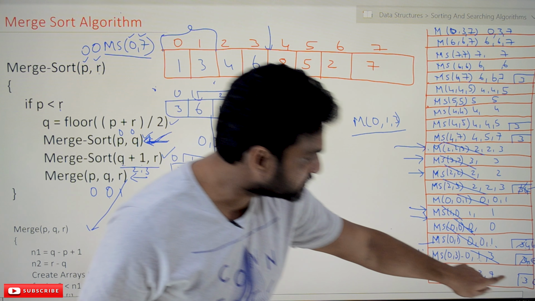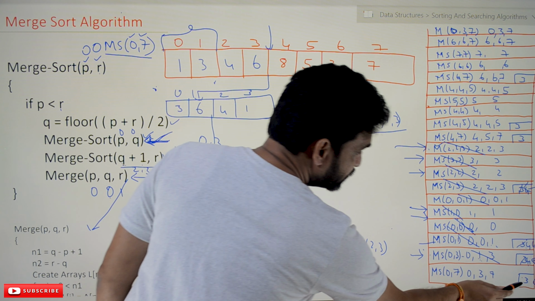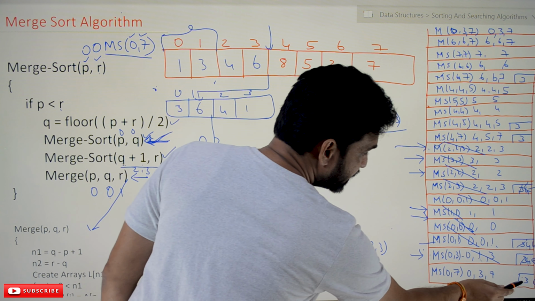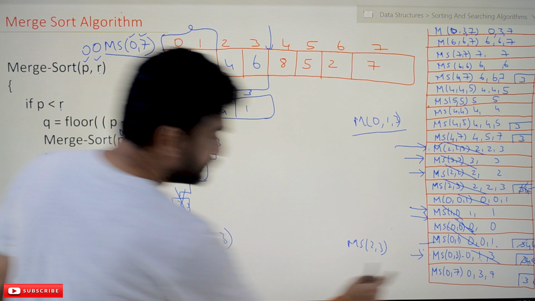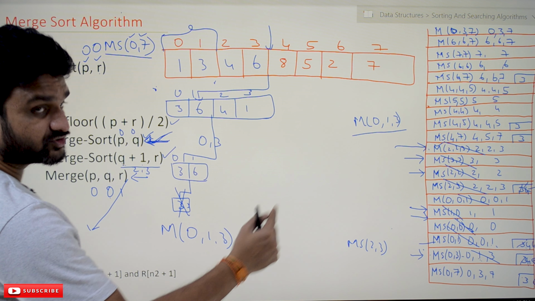Now this is the third line of code where we have stopped our execution. So the next line of code to get executed is the fourth line of code. And what is the value of q and r? It is 3 and 7. P, Q, R is 0, 3, 7.